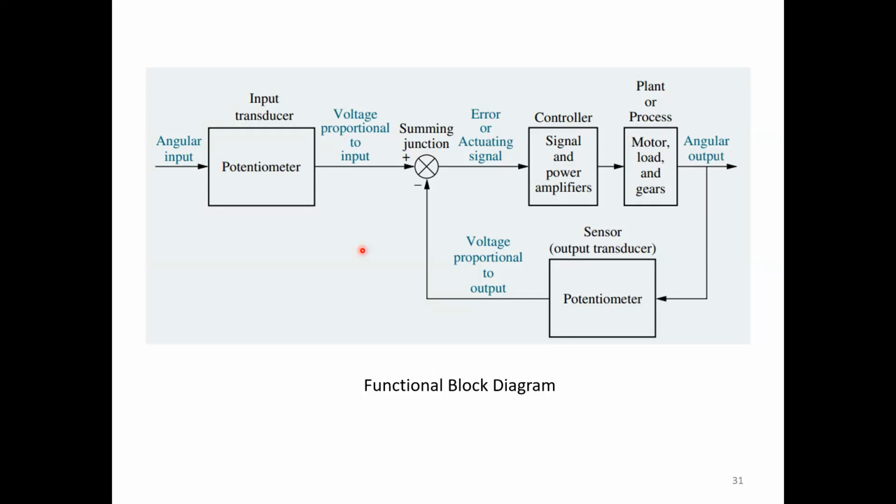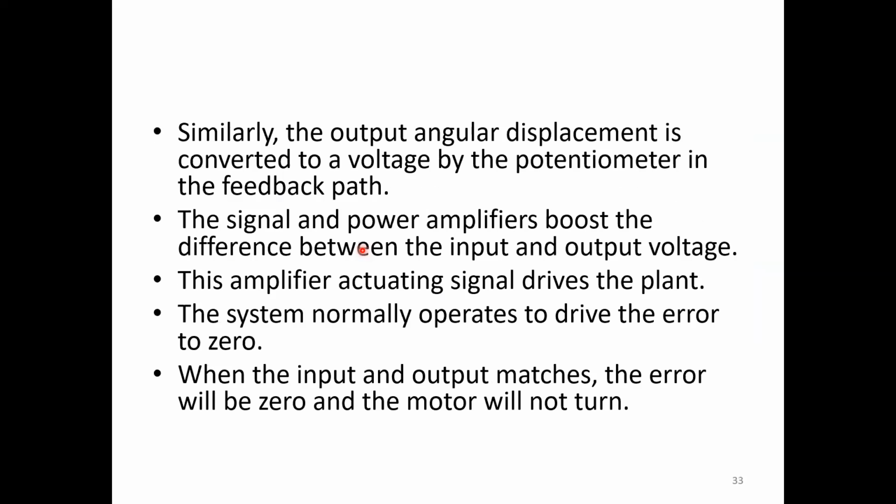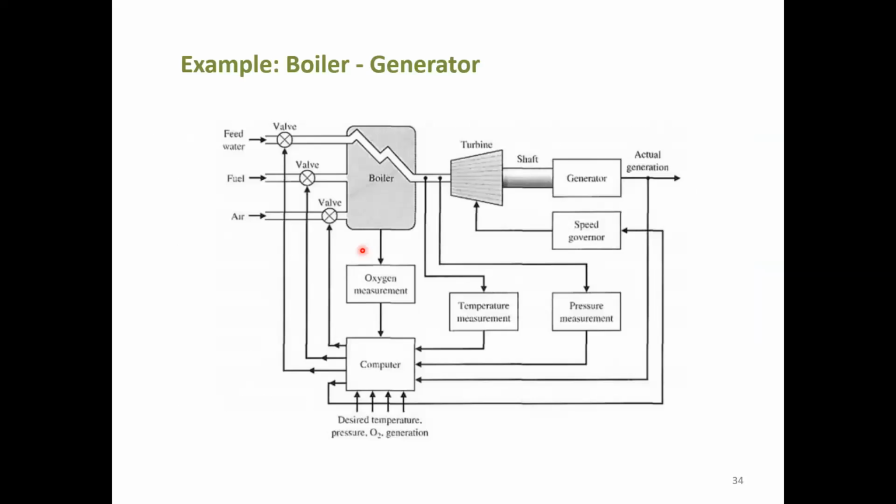Okay. There is a function block diagram. All things are explained here. And another example, see, boiler generator. There is another example, okay. Boiler generator. See, water going here. You are giving the feed water, fuel, and air, and there is a valve. And these three lines have the connection with the boiler. Boiler has a connection with the turbine and shaft, speed governor.